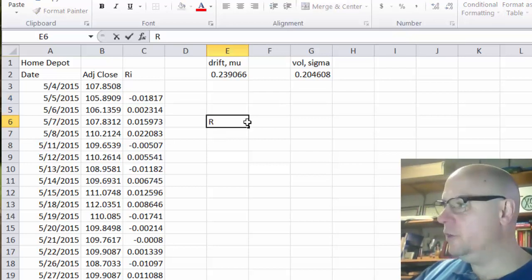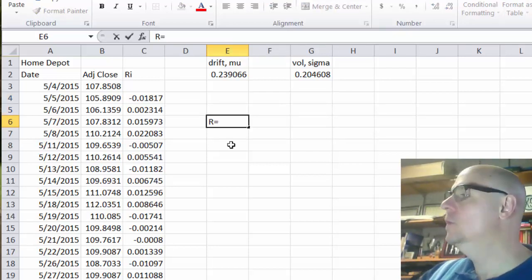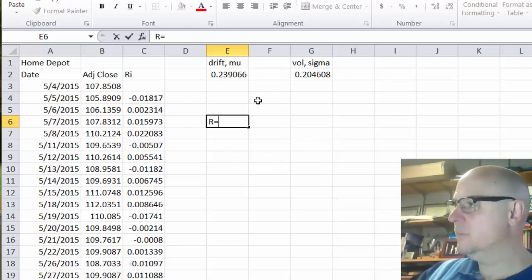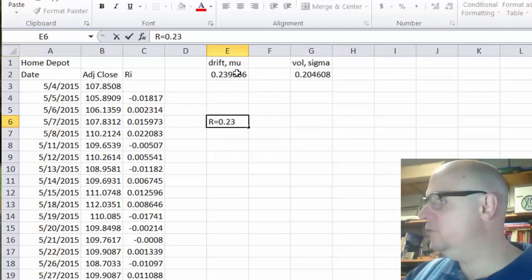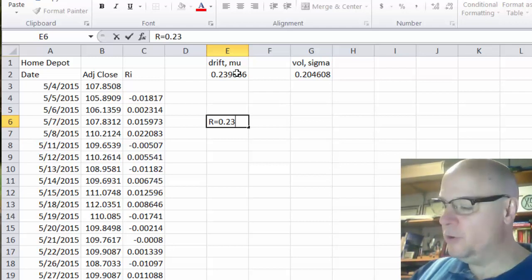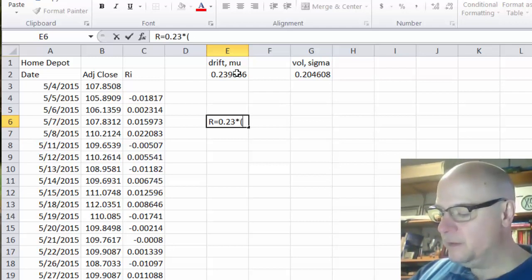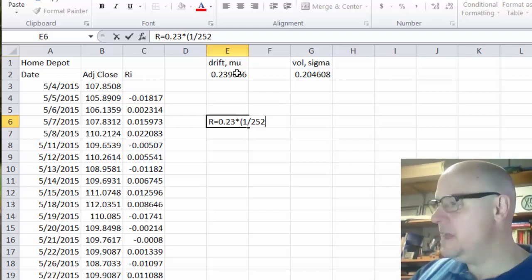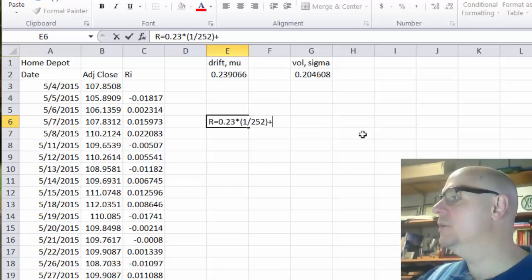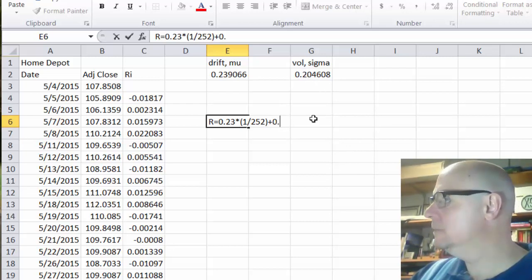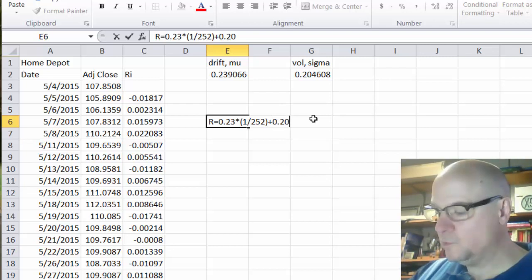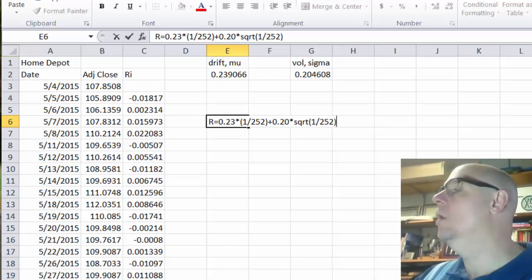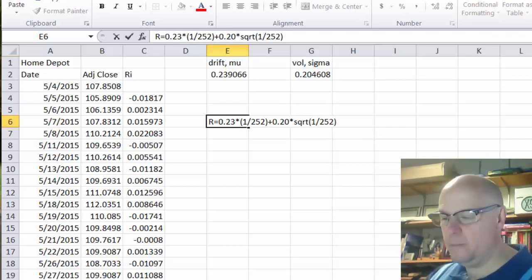And I'm assuming that these returns are equal to a little bit of drift. So this drift value of 0.23, I have to scale it per day, so times the time step of a day, plus a little bit of volatility times the square root of the time step, times a random number.